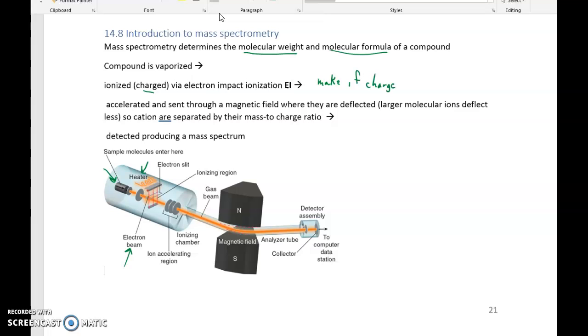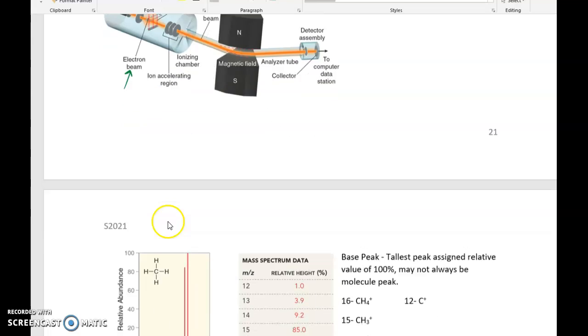And when we do this, we break it into pieces. The pieces then are accelerated and sent through a magnetic field right here, where they are deflected. Larger molecules are deflected less than smaller molecules, and so the cations that we made are separated based on their mass to charge ratio, and it produces a mass spectrum that's going to look something like this.